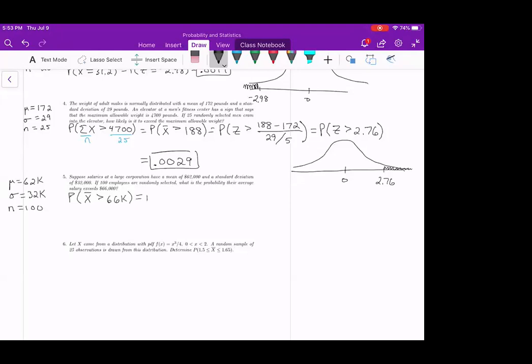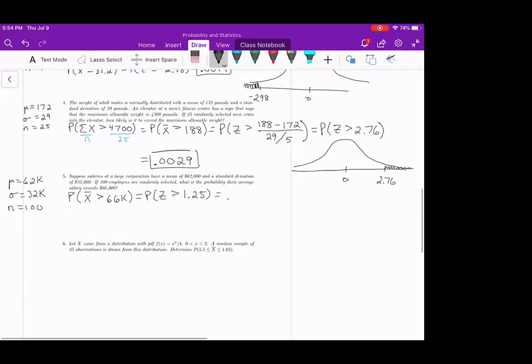When you convert this into a P statement using a z-score, the 66,000 becomes 1.25. And by symmetry, the area to the right of 1.25 is the same as the area to the left of negative 1.25, which when you look up in the table, you get 0.1056. So about 10.5% is the probability that the average of 100 employees will exceed 66,000.